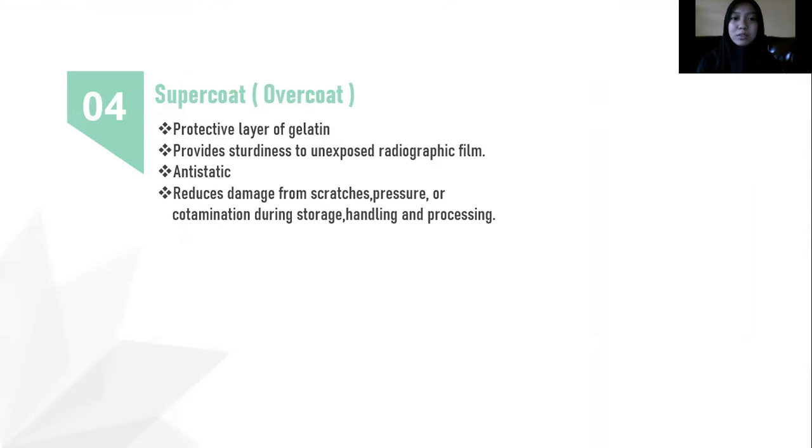Number 4, supercoat. Protective layer of gelatin provides sturdiness to an exposed radiographic film. Antistatic, reduces damage from scratches, pressure, or contamination during storage, handling, and processing.